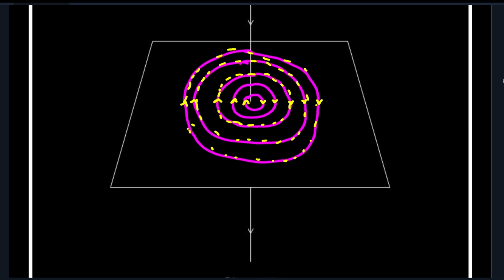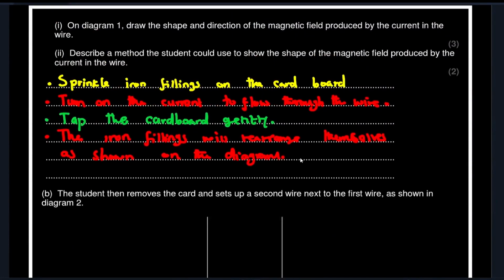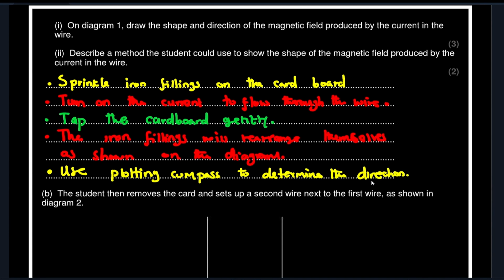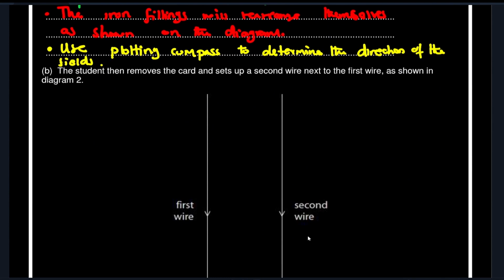At this point, the student should use a plotting compass in order to determine the direction of the field. And after writing all this, this is now a full description of how the student could show the shape of the magnetic field produced by the current flowing through a straight wire like that. So we need to move down. The student then removes the card and sets up the second wire next to the first wire as shown there.